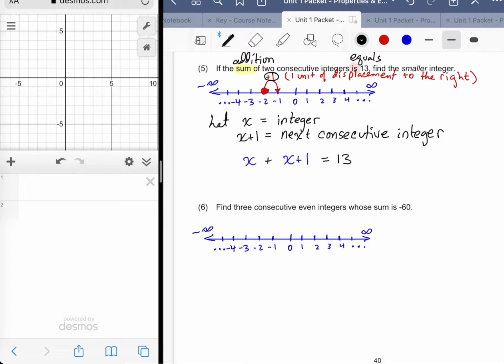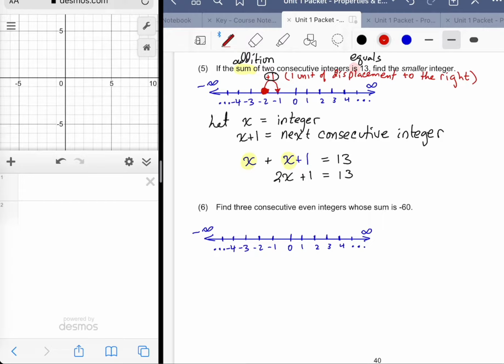So we got some like terms. I got an x, I got another x, meaning I have 2 x's. I got a positive 1, so tack that on at the end. Poor quality plus sign, so let me fix that. Is equal to 13. All I've done is combine like terms.